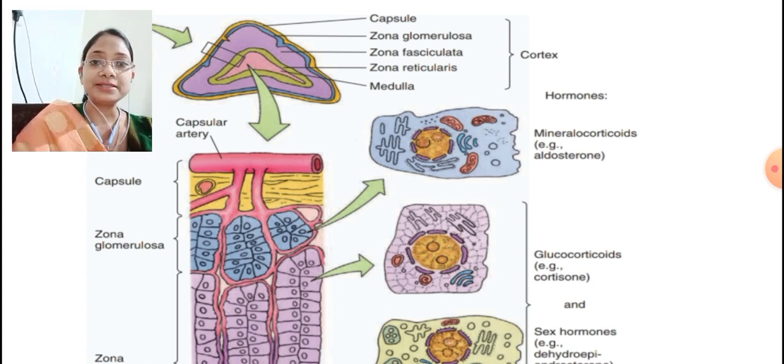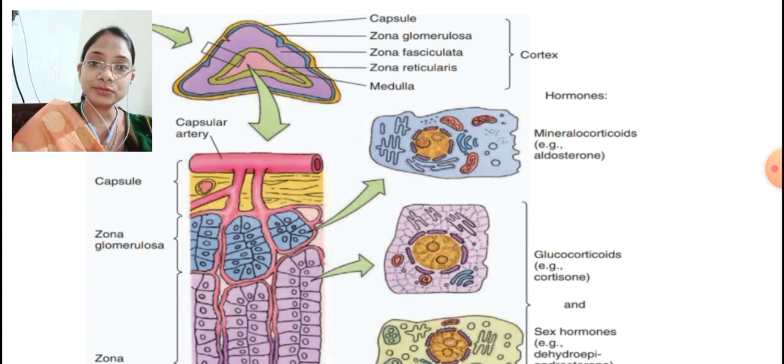After sensing the lower blood pressure, the cells of the zona glomerulosa secrete aldosterone, or mineralocorticoid, and this aldosterone acts on the kidney tubules. These kidney tubules have the filtrate within them, and what aldosterone does is it opens up the sodium channels present in the kidney tubules.